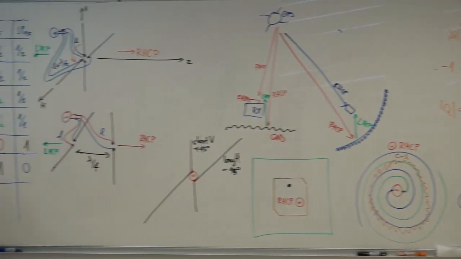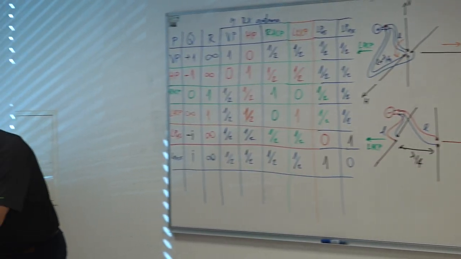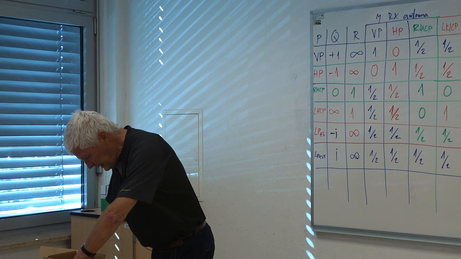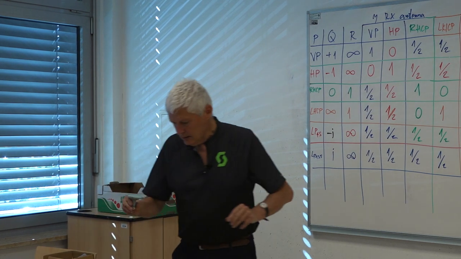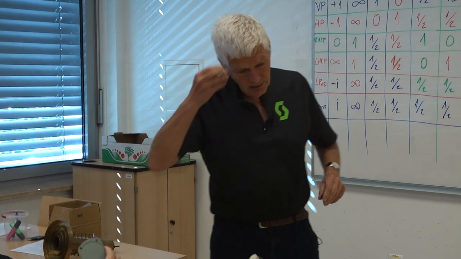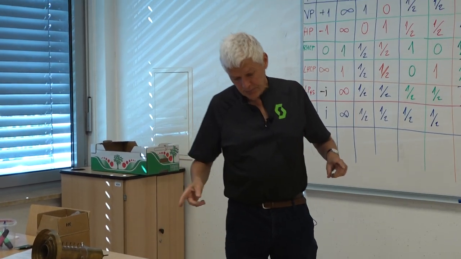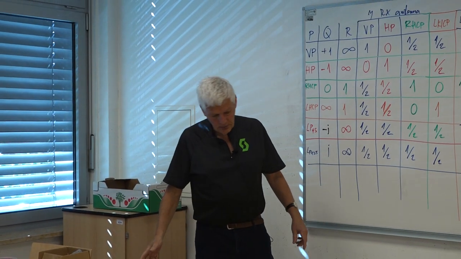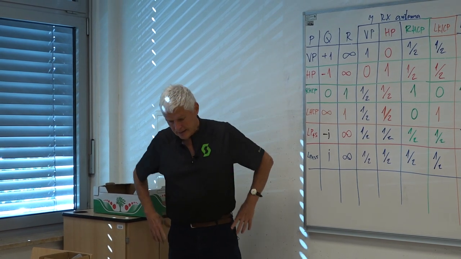I have other cavity-backed antennas here. There may also be some, maybe left-hand. So this is also a two-arm spiral. Very broadband antenna. These antennas can achieve a bandwidth of 1 to 10. One of the most broadband antennas we can make.